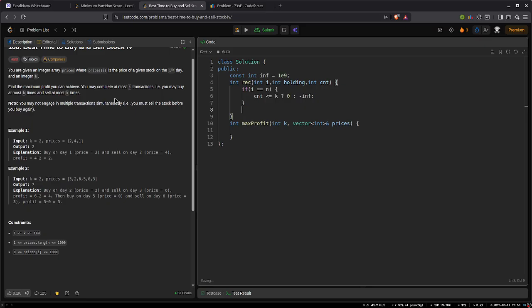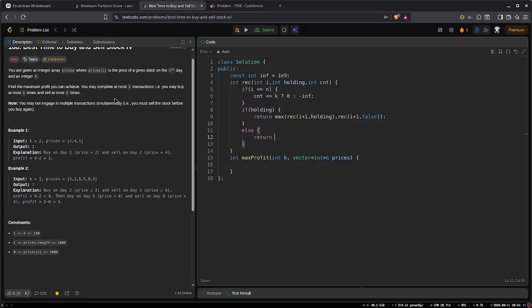This would be the normal DP. This is not the Alien's trick which I am writing now. And if I am holding something, I should sell it first. So I need to return the maximum of recursion where I move to the i+1 day by skipping it, so I am still holding the stock, waiting for a better profit, or else I am selling it. So I am going to the i+1th day, and now I am not holding the stock anymore.